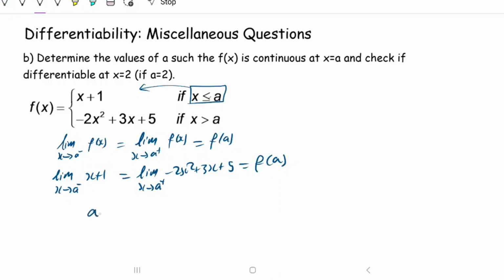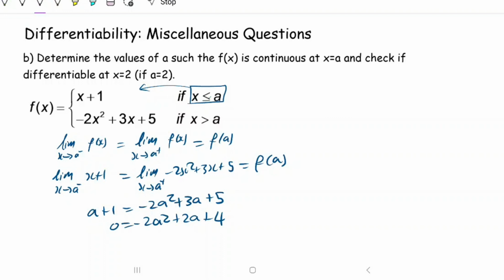So once we apply the limit, this becomes a plus 1 equals minus 2a squared plus 3a plus 5. And therefore, we want to solve for a. So this is minus 2a squared. If we take that across, this becomes plus 2a. And if we take the 1 across there, that becomes plus 4.